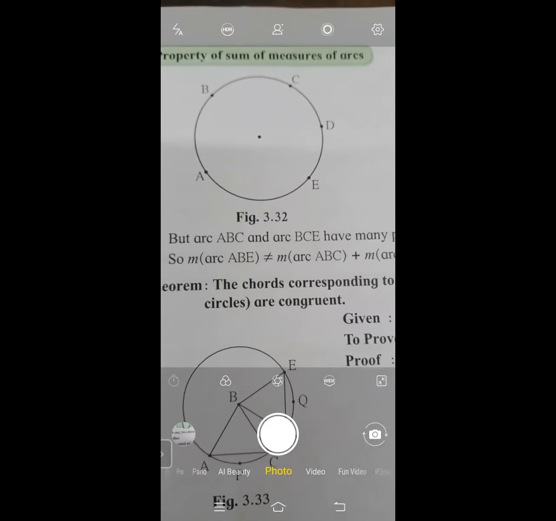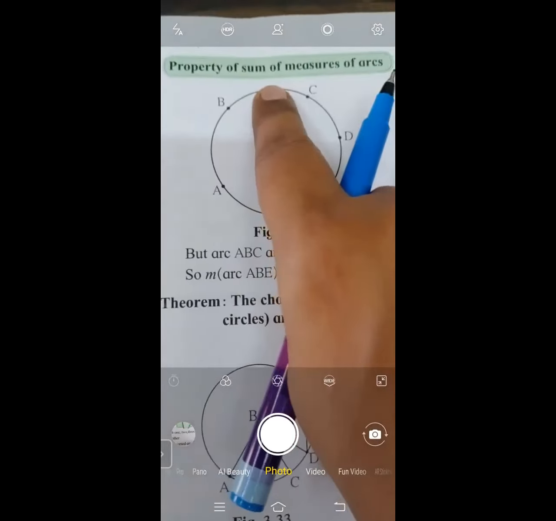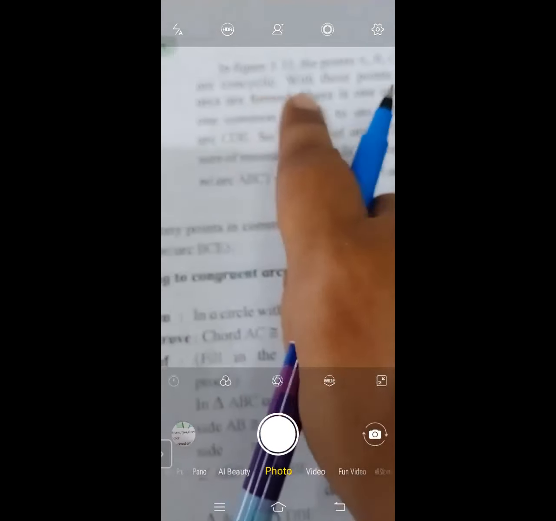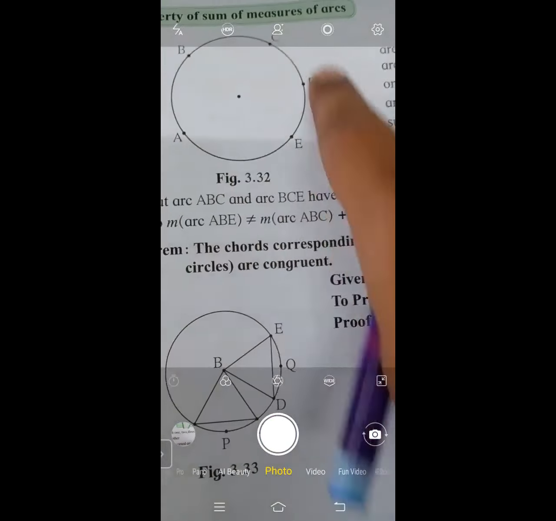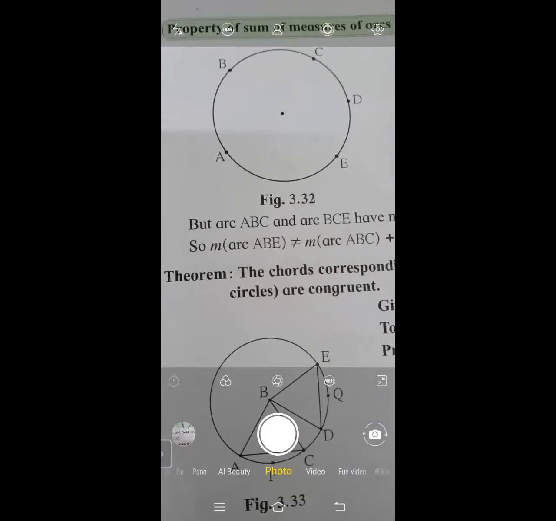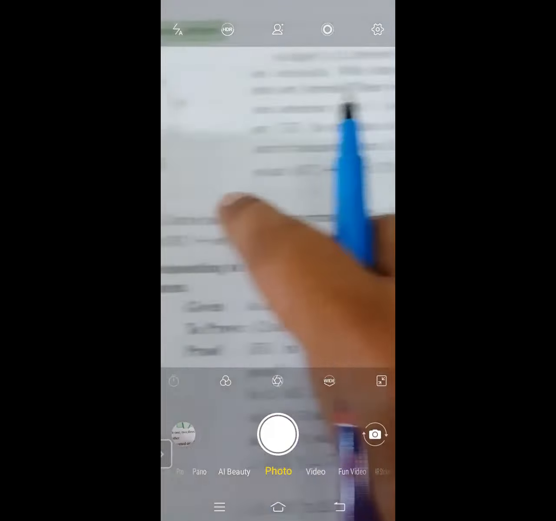After that we will go to the property of the sum of measures of arcs. Sum itself says addition. What are we going to add? We are going to add the measures of the arcs. So in figure 3.32, the points A, B, C, D, E are concyclic. We have gone through this word concyclic: they are on the circumference of the circle. All these points are on the circumference of the circle. They are present on this ring.